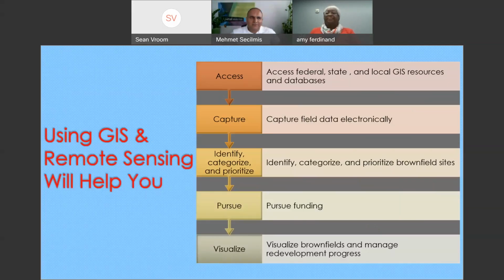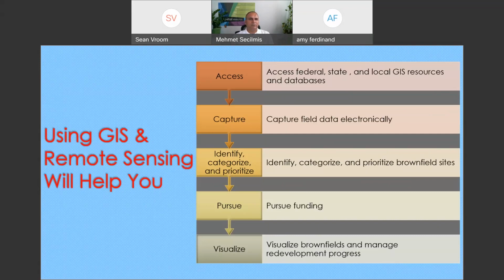All right, thank you, Amy, for sharing your insight from New Jersey and Passaic County. As a summary, using GIS and remote sensing will help you in different areas. One is accessing federal, state, and local GIS resources and databases, as you've seen in Amy's slides, and capturing data in the field electronically, not relying on paper, identifying, categorizing, and prioritizing those brownfield sites with a criteria similar to the one I shared with the HR Green GIS prioritization model.